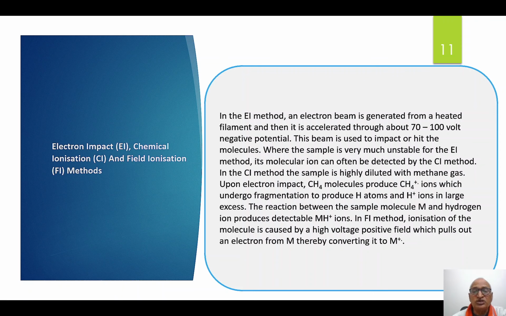The reaction between the sample molecule M and hydrogen ion produces detectable MH plus. Note that here this ion has molecular mass 1 unit larger than the mass of M. But this method is used for determining the molecular weight of some compounds. In the FI method, that is the field ionization method, ionization of the molecule is caused by a high voltage positive field which pulls out an electron from M, thereby converting it to M plus. I have shown this in a diagram later.